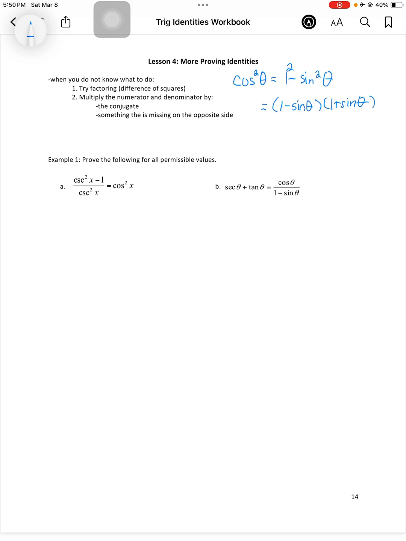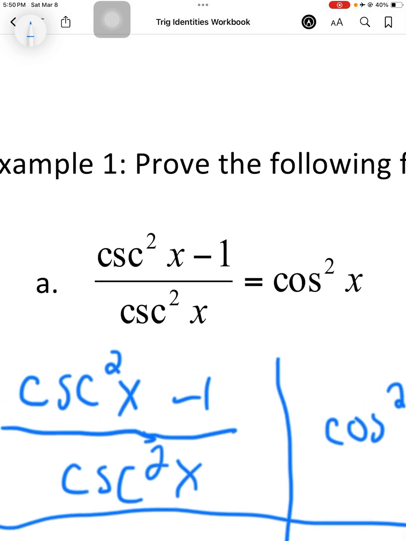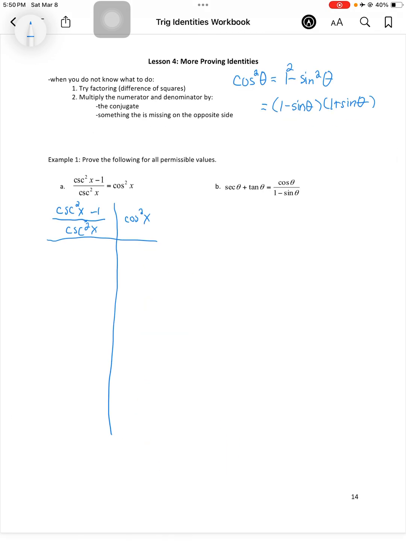So now we're going to get started on some examples. Here, I'm just going to rewrite our charts. Cosecant squared x minus 1, all over cosecant squared x, equals cos squared x. One thing I want to note is sometimes students see that both the numerator and denominator have cosecant squared x. You can't cancel these out because the cosecant squared x has a minus 1 attached to it, so you can't actually cancel them.